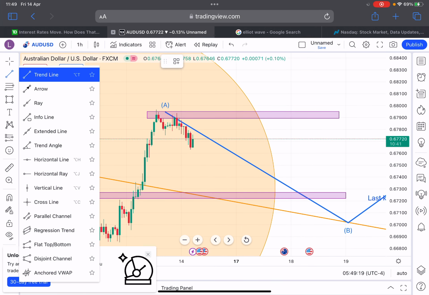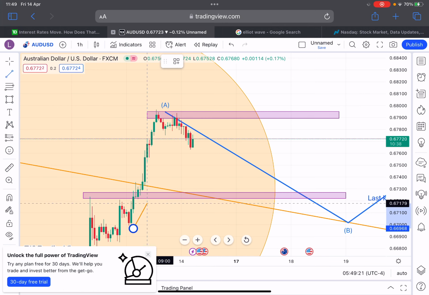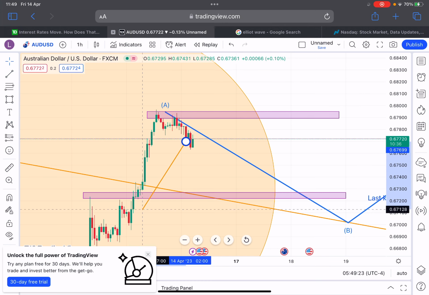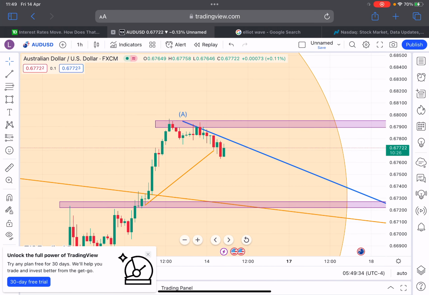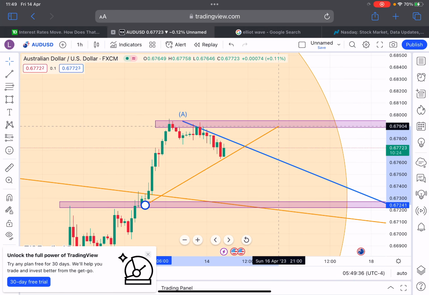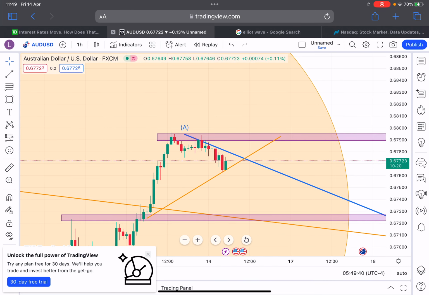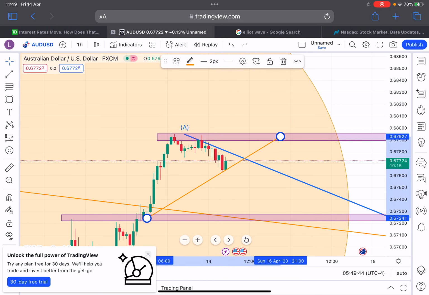From your support, you have your touch one. You can even put your touch one right here or right here or right here. For now, let me just put it here. I have my touch one, and you extend your trend line like so. For now, we will wait for this candlestick to be done forming so that we'll be able to use it as touch two.